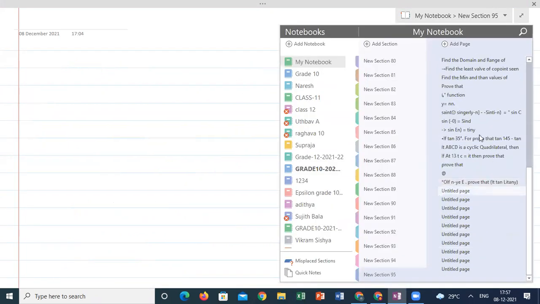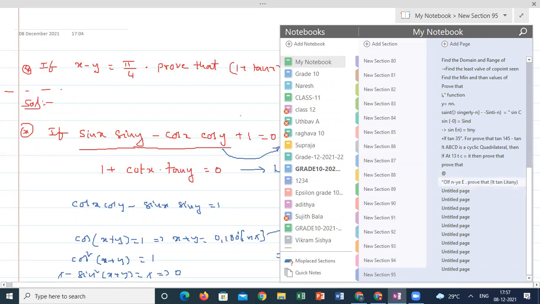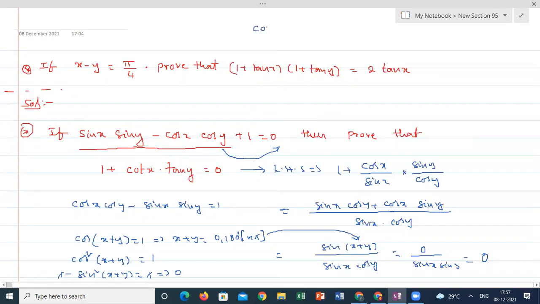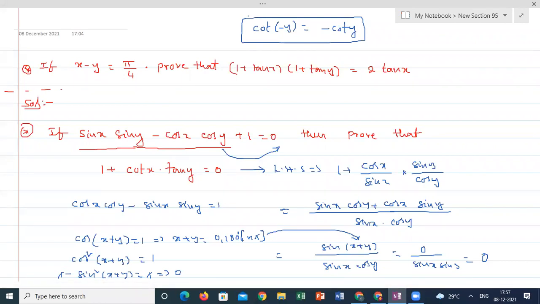Sir, cot of minus y is equal to minus cot y, right? Cot of minus y is equal to minus cot y. Correct. Sir, actually, we need not convert anything into sine and cos, sir, because here it's given x plus y is equal to 0.